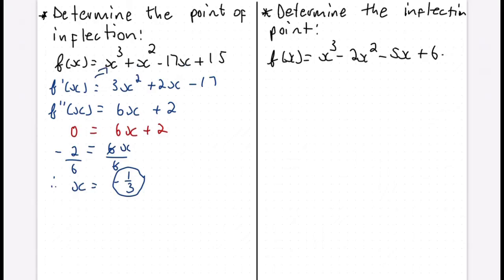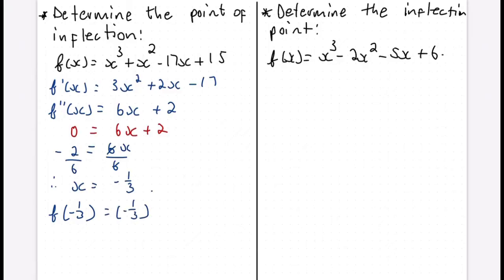Because remember, the parent equation itself, if we give it an x value, it spits out a corresponding y value. Okay, so we need to find f of negative 1 over 3. And I'm going to need your help there with your calculator.